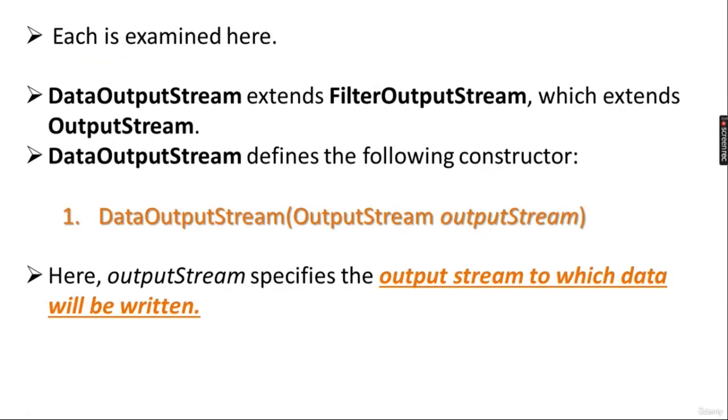DataOutputStream extends FilterOutputStream, which extends OutputStream. DataOutputStream constructor takes an OutputStream object. Here outputStream specifies the output stream to which data can be written.